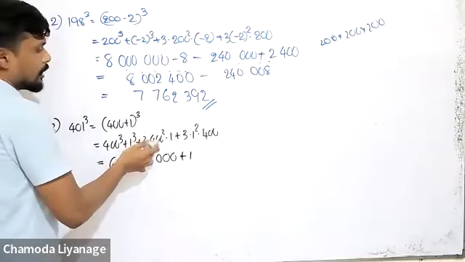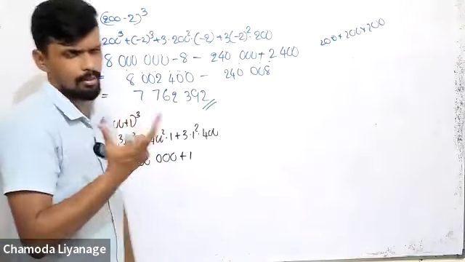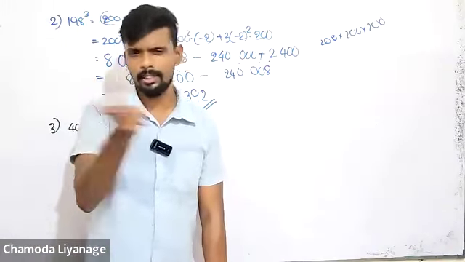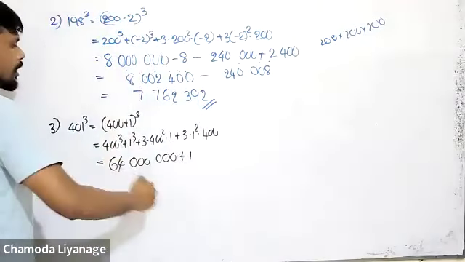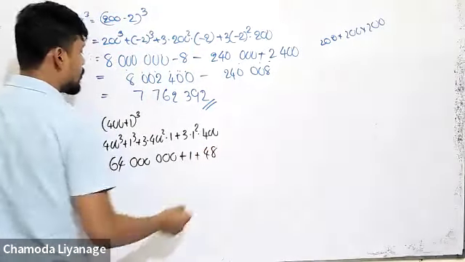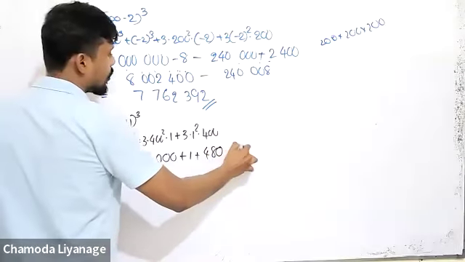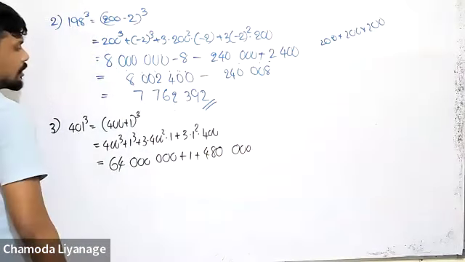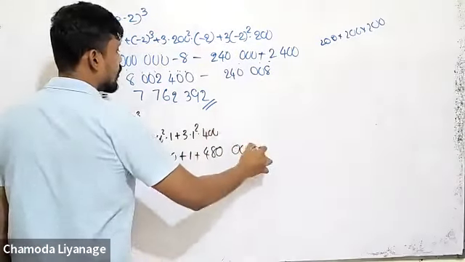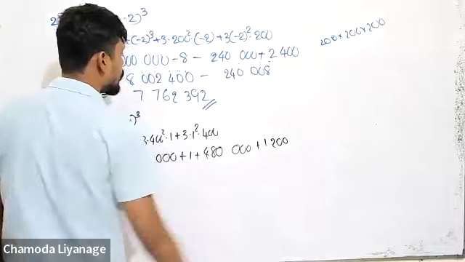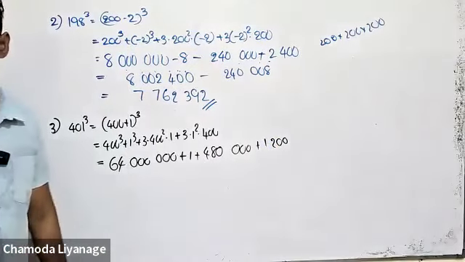And here 3 into 400 squared. First consider 4 squared. It is 16. Then 16 into 3, it is 48. And how many zeros are there? 4 zeros. Okay, 4 zeros. And here you will get 1 squared is 1, so we can neglect it. Okay, 1,200.